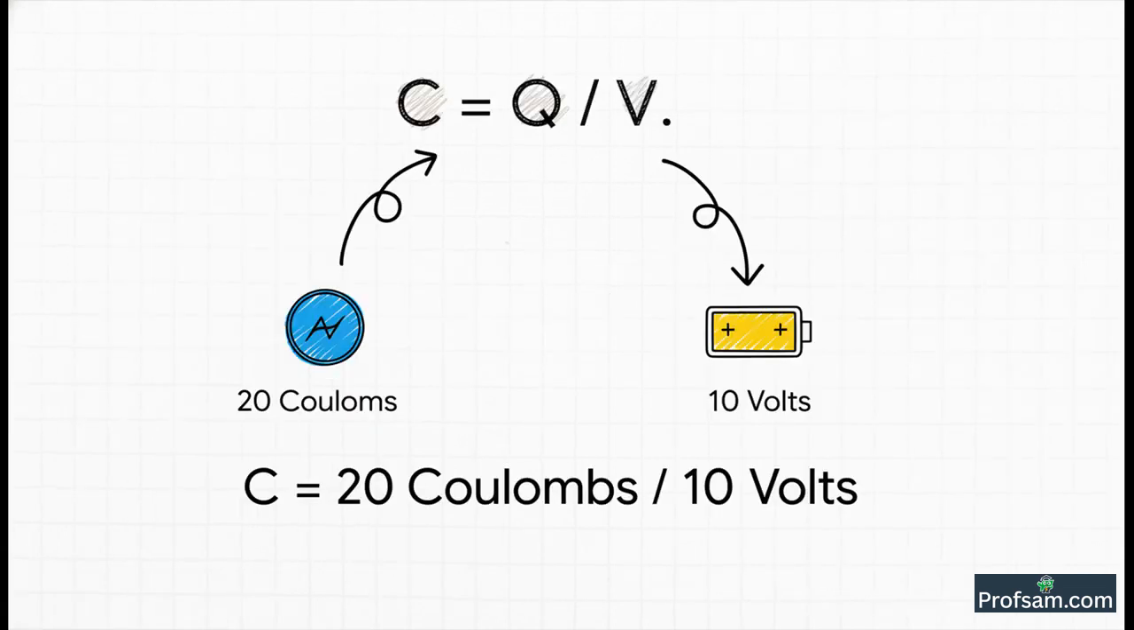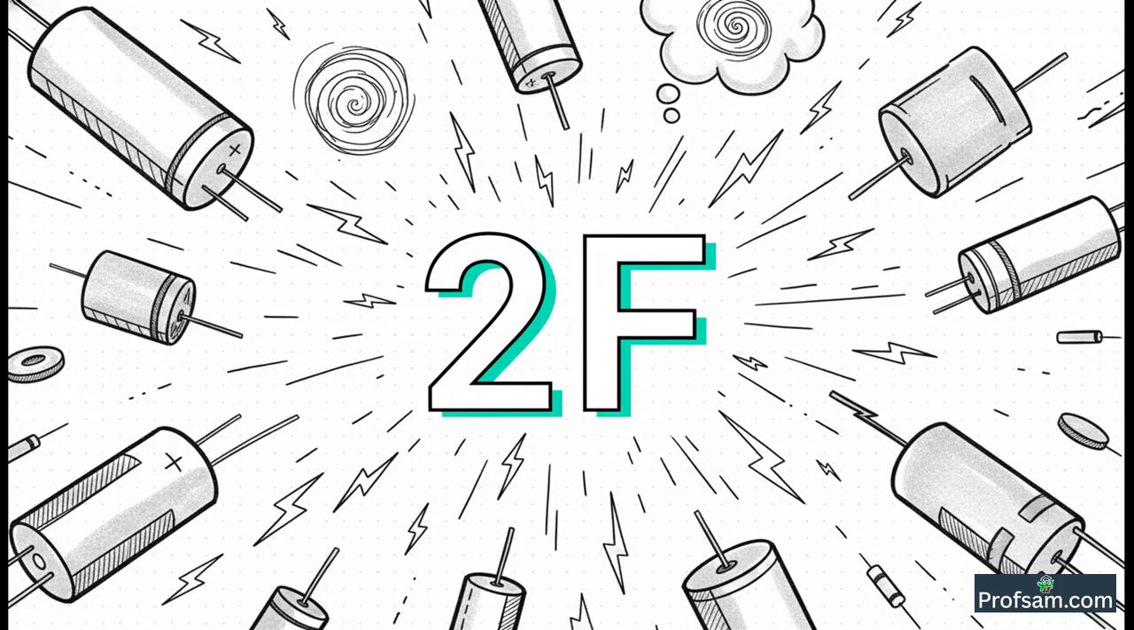Well, we just use our formula. We need to find C, and we know C equals Q divided by V. So we just plug in the numbers. That's 20 coulombs divided by 10 volts. And what we get is 2 farads.